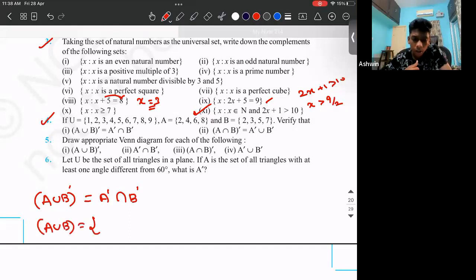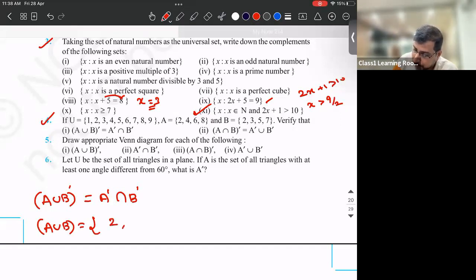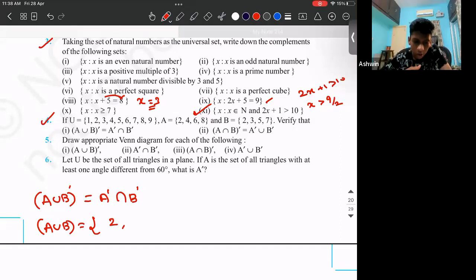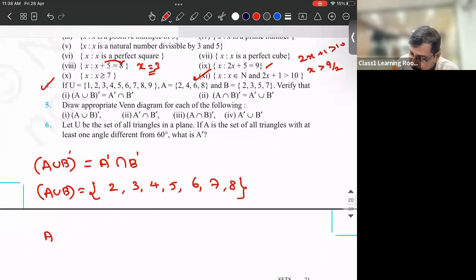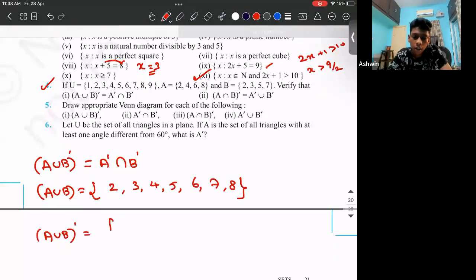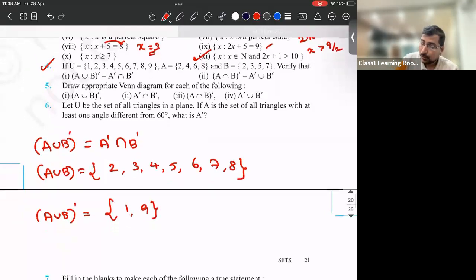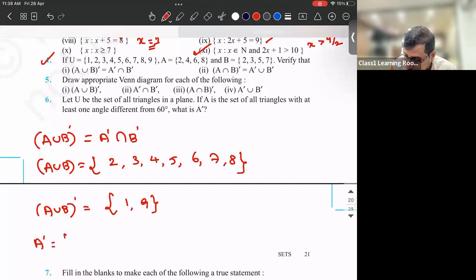Tell me, what is A union B? 2, 3, 4, 5, 6, 7, 8. Correct. So what is going to be the complement of it? 1 and 9. What is A complement?